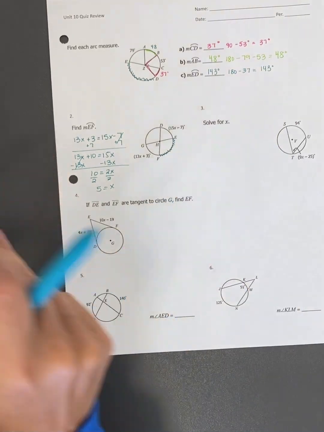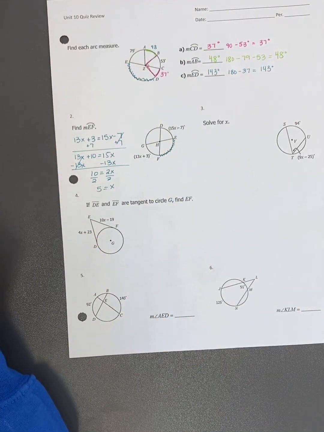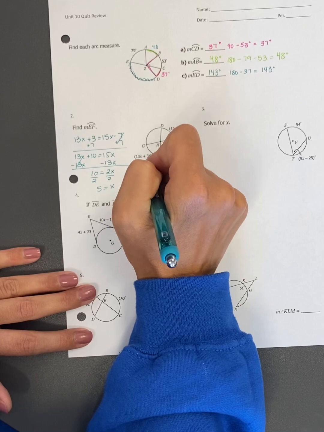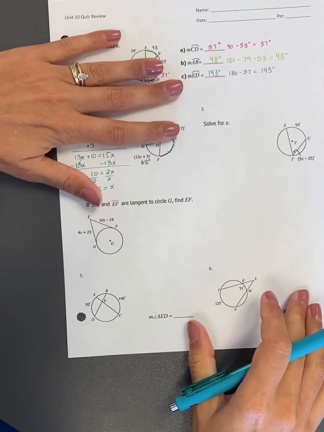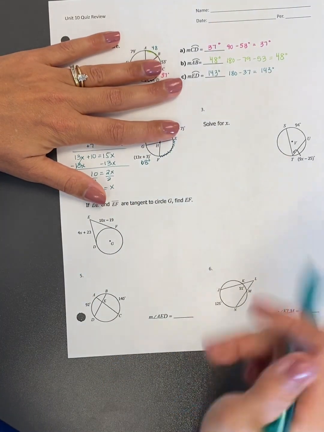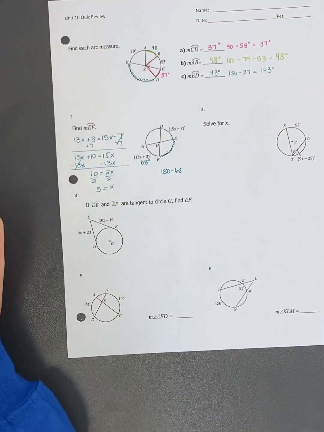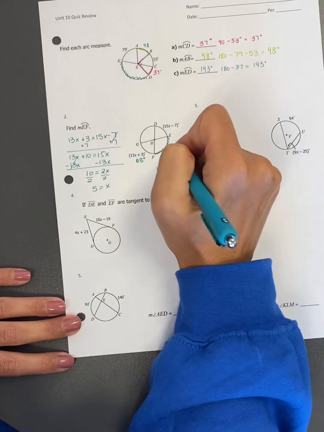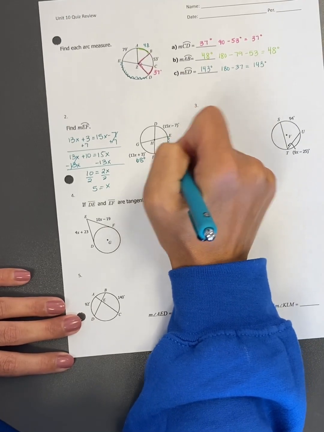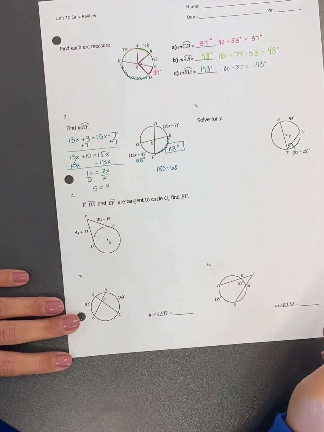Now, when I plug this back in, that's gonna tell me this angle. So I'm gonna do 13 times 5 plus 3. So this piece is 68 degrees. Once again, I know that half of a circle makes 180. So I'm just gonna take 180 and I'm gonna minus what I know, which is 68. So that gives me 112 degrees for arc EF.